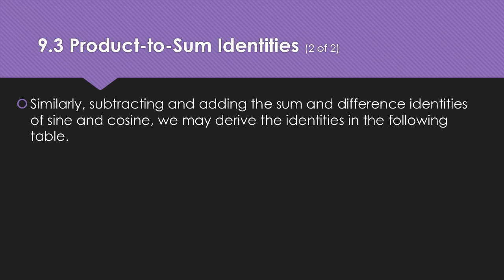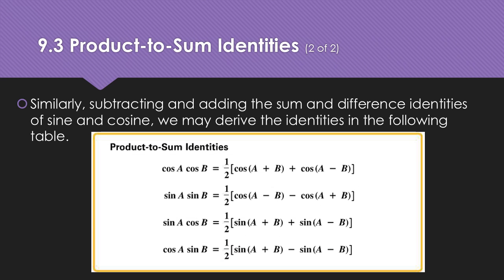And similarly, subtracting and adding the sum and difference identities for sine and cosine, we can derive the identities that you see here. So these are our product-to-sum identities. It's when we have the sines multiplied, the sine of one angle times the sine of another, the cosine of one times the cosine of another, or even mixed up. And these are the identities that we have for those. These are their equivalents using sums and differences.